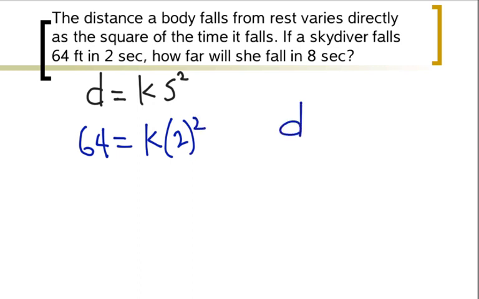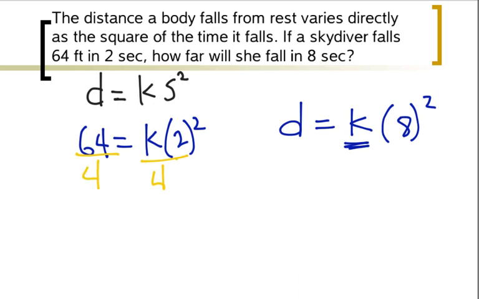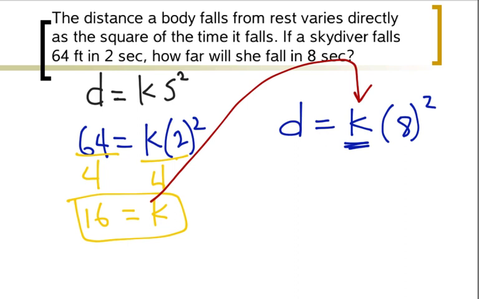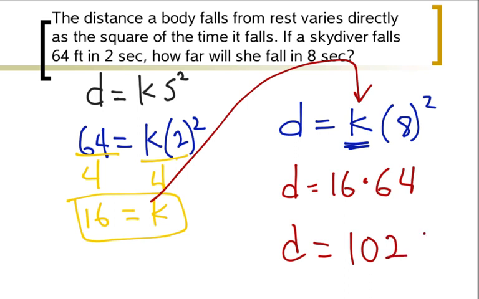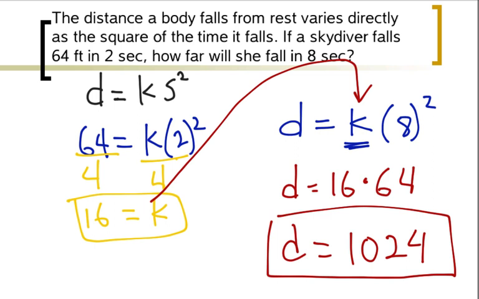So that means I want to figure out the distance, whatever my k is, that's what I need to figure out, times 8 squared. So all I have to do is figure out what k is by dividing both sides by 4 over here on the left. And if I divide that, I should get that k equals 16. So now I know what k is, so I can take it over here and plug it in on the right side. So now I just have to work this out and get d equals 16 times 8 squared, which is 64. So if I take 16 and times it by 64, I should get d equals 1,024. And that's the total distance in feet that the skydiver falls after 8 seconds.